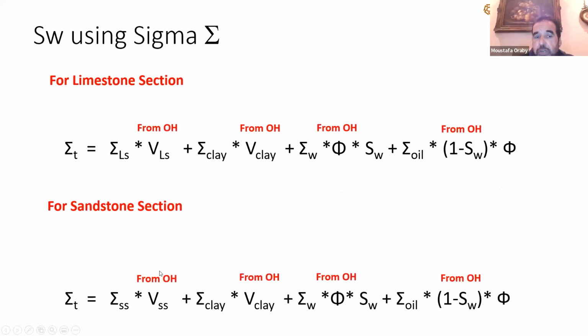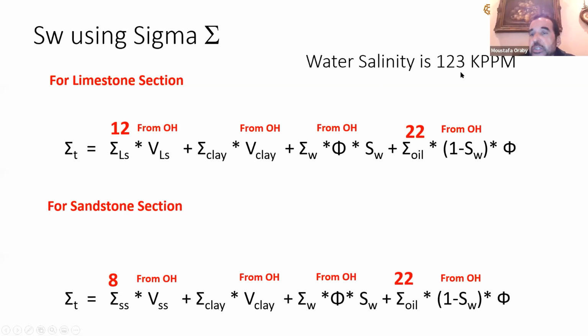The limestone volume or sandstone volume, the clay volume, the porosity. We know all of this from the open hole data. The sigma of limestone, as I said, is very well known. Sigma limestone is 12. Sigma sandstone is 8. It's very well known. It's tabulated. Okay. Sigma oil is 22. So sigma oil in the same reservoir is the same, and it's 22. It's also tabulated. Okay. Water salinity is 123 kppm in this field.